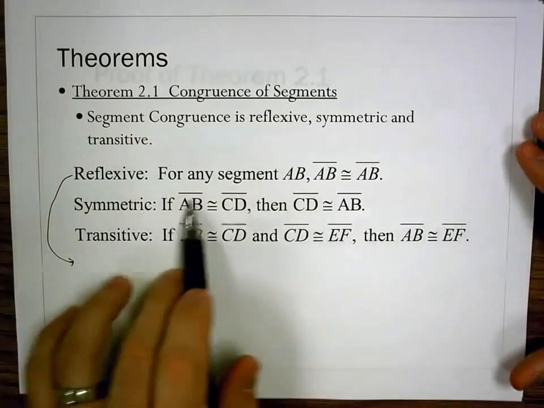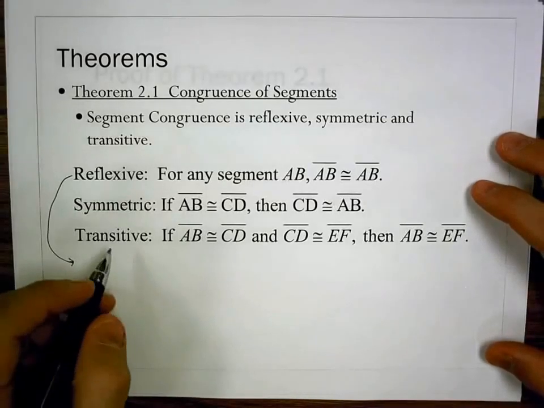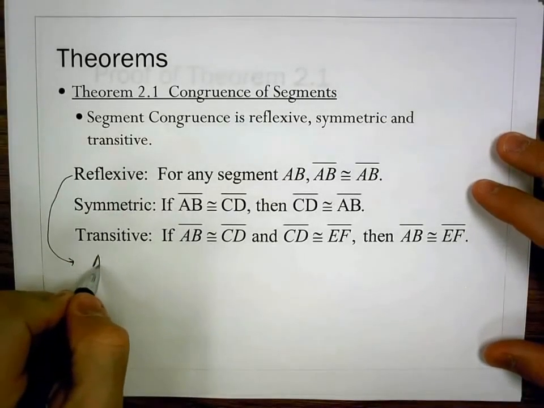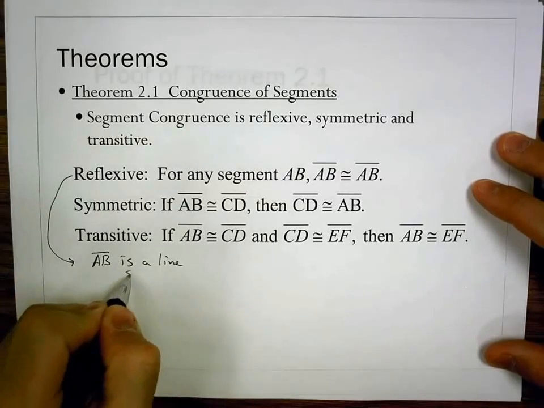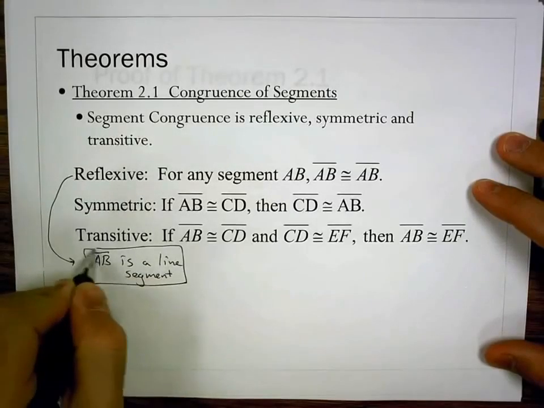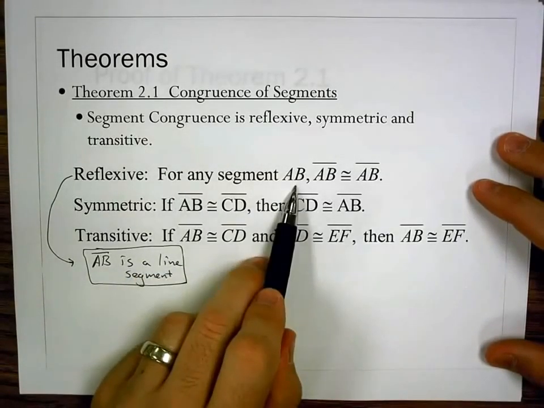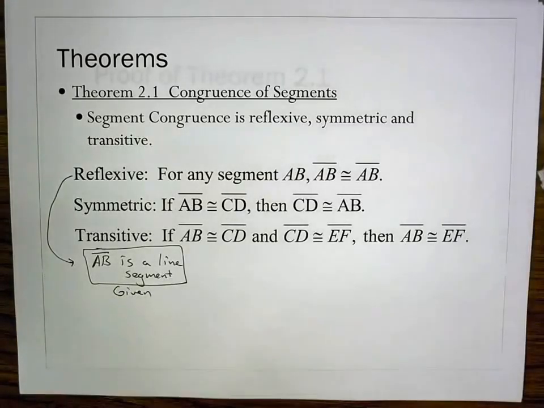When they're if-thens, we actually are given what we need to start with and we can figure out what we need. For this one, we're actually starting with AB is a line segment. And they just say for any segment AB, so we're given that. That's our first step. Anytime you have a proof, you always want to state your given first. AB is a line segment. That's what we're going to use.